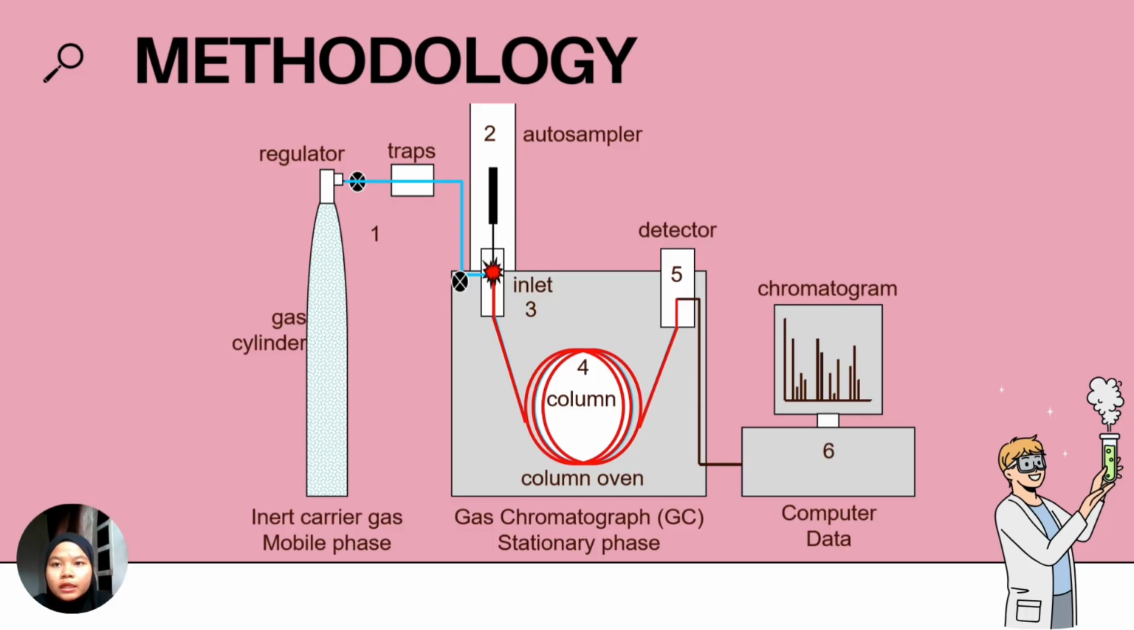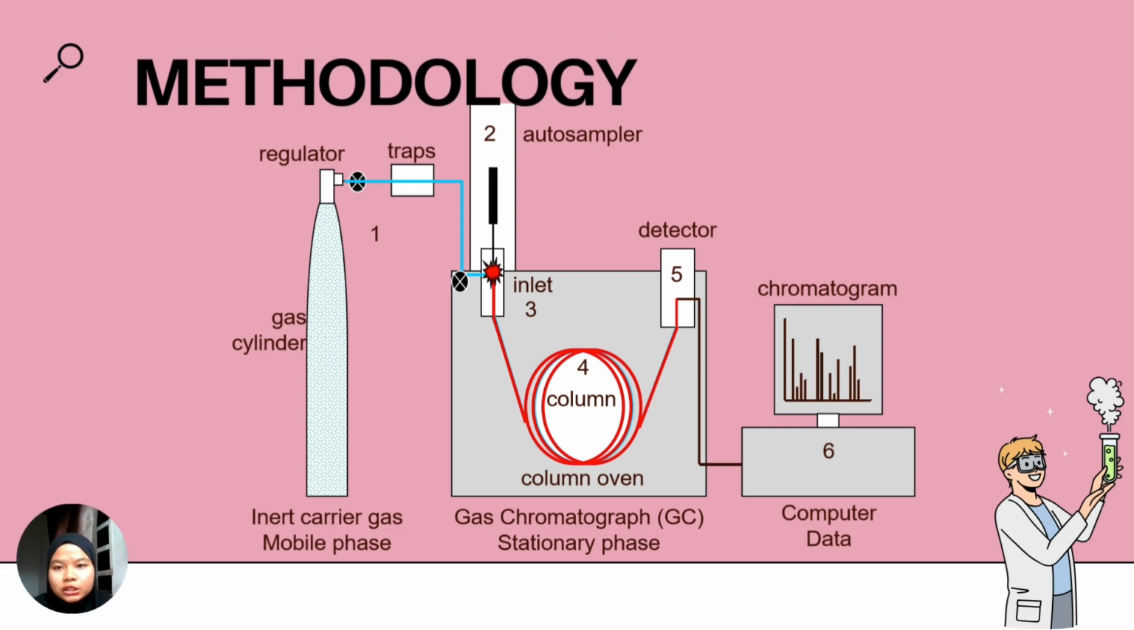As each separated compound exits the column, it passes through the detector. The detector converts the presence of the compound into an electrical signal. The signal intensity is proportional to the concentration of each compound. The detector signal is processed by the computer, producing a chromatogram. Each peak represents a different compound, and the retention time helps identify the compound while the peak area or height is used for quantification.